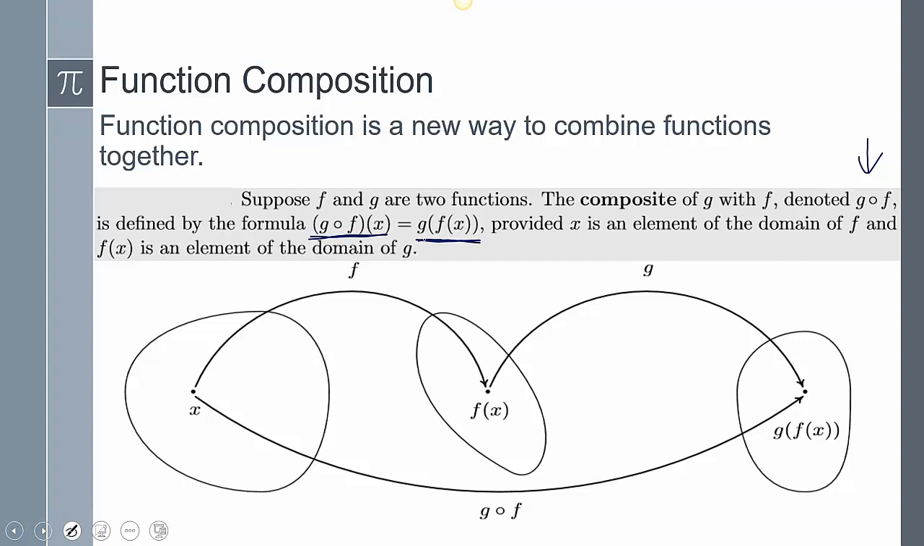Provided x is an element of the domain of f and f of x is an element of the domain of g. So it just means that x has to be in the domain of f, and f of x has to then be in the domain of g. So the domain is something that we need to pay attention to as we go through this entire process. This is kind of a visualization of what's happening. I plugged x into my f function, then I took whatever my f function was and I plugged that into my g function. And that process is this composition.